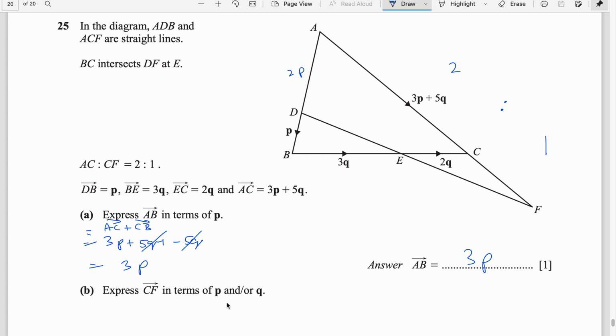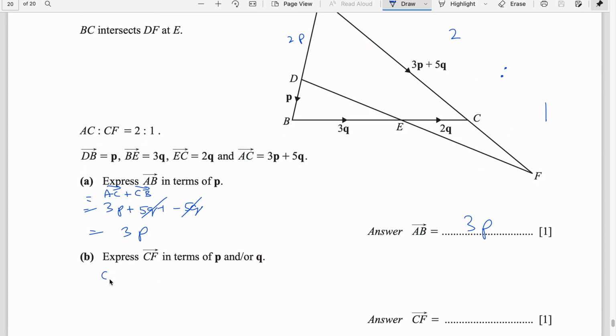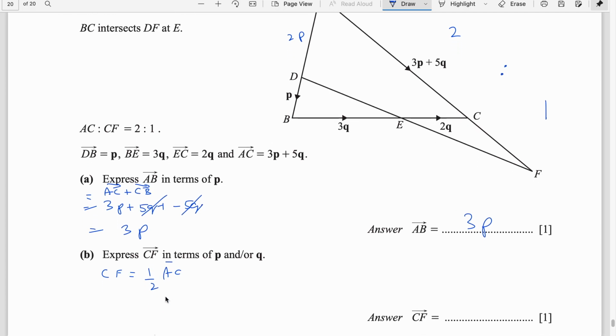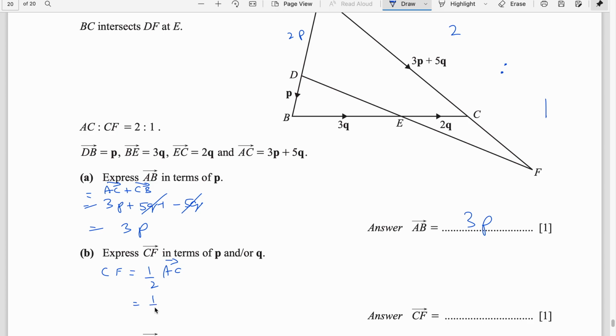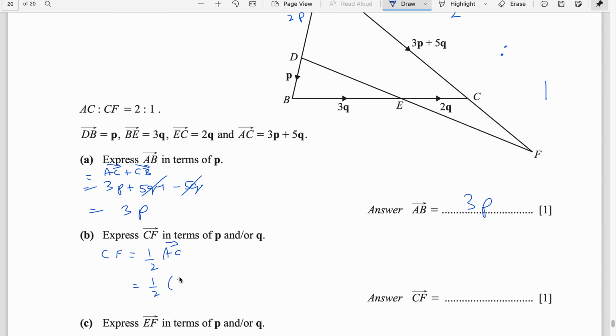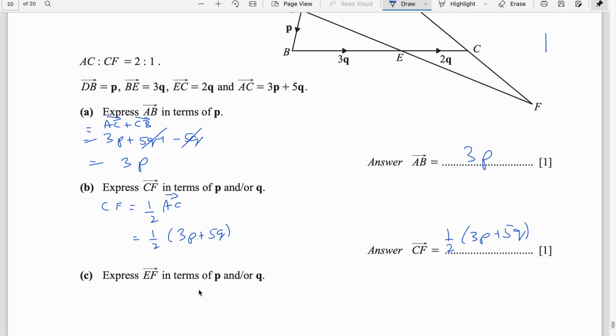Express CF in terms of P and or Q. CF, so this is 2:1. So CF is actually 1 by 2 of AC. 1 by 2, 3P plus 5Q. Next, express EF in terms of P and or Q.